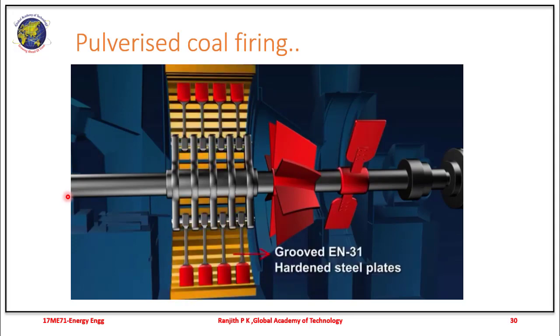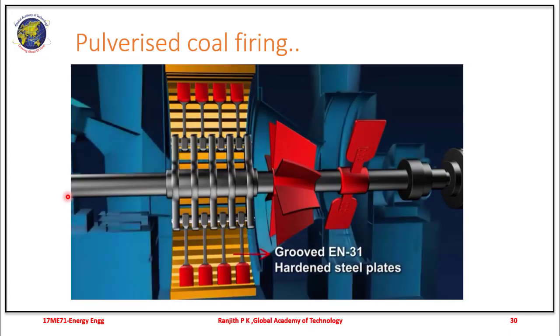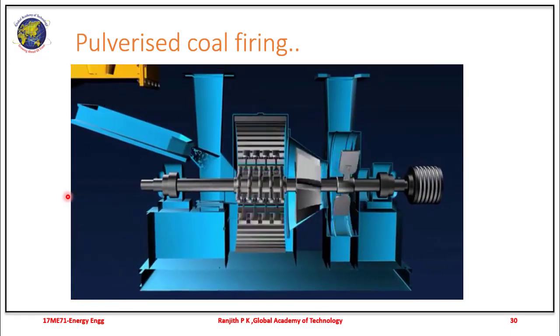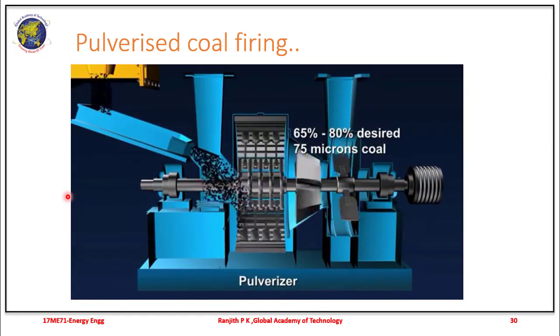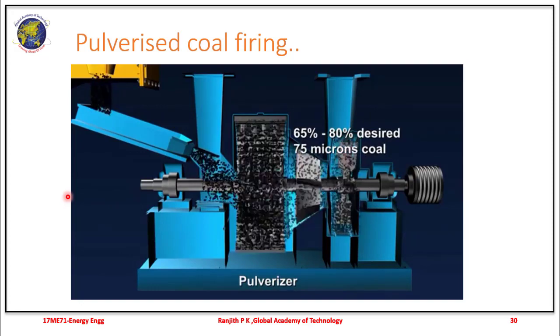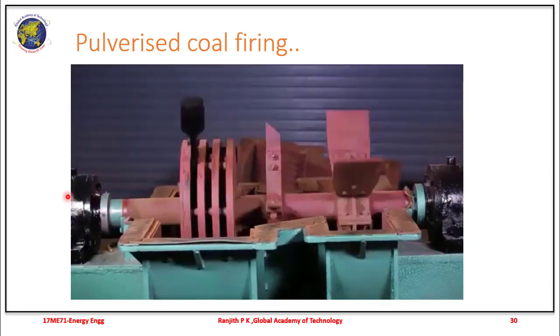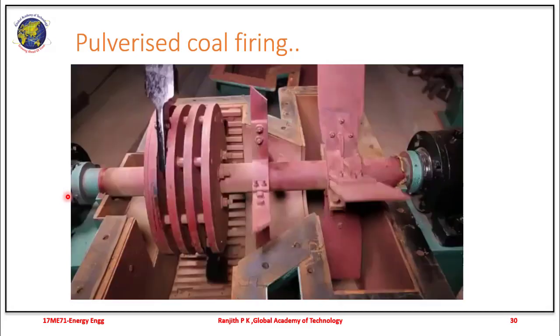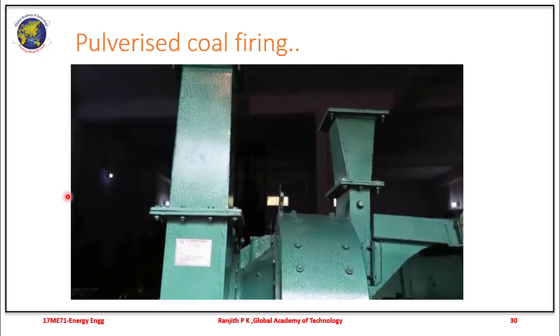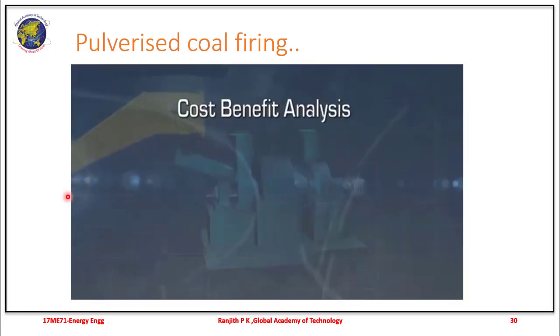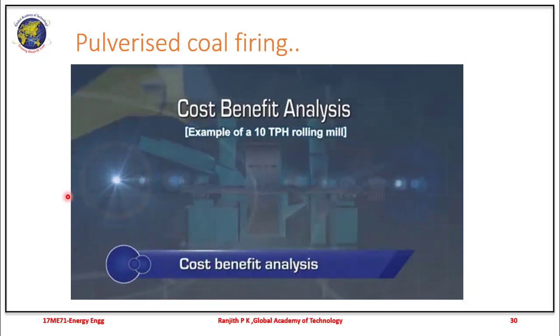Proper dimensions and thickness are to be ensured in the classifier. Grooved EN31 hardened steel plates or cast high manganese should be used in the liners. This will help achieve 65 to 80% of the desired 75 microns. The performance of a coal pulverizer can be gauged from the size and uniformity of the coal output.